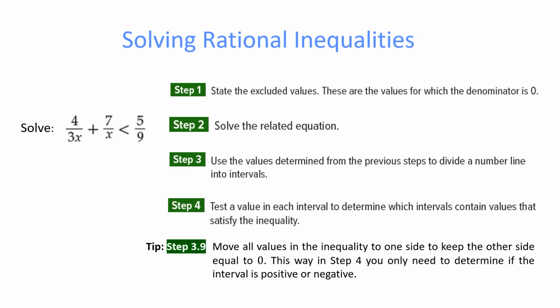There is a little tip. We can move, for example in this case, the 5/9 to the left side, so we keep the right side equal to 0. Then in step 4, when we are testing, we don't really have to do the computation and test if the number is less than 5/9, but we just need to know if it's less than or greater than 0. In other words, is it a negative number or a positive number?